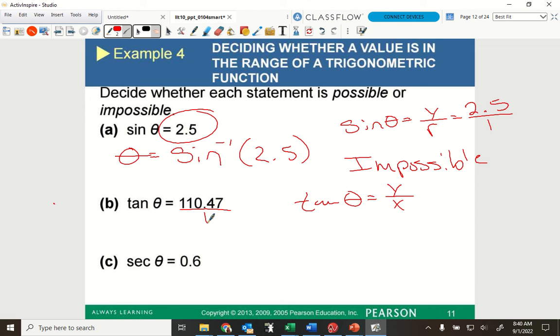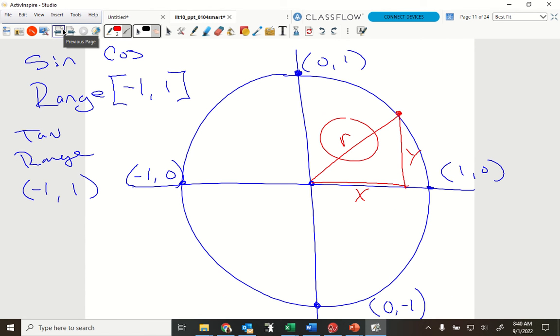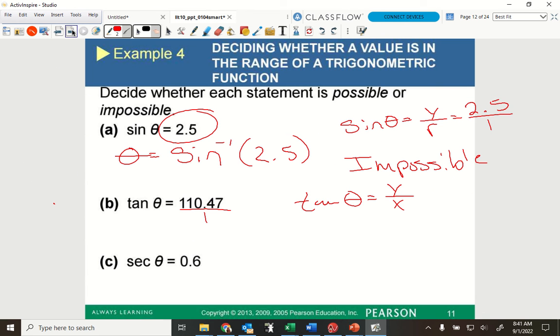What do you know about your triangle? Which one's the biggest? R. That's all you know. Does it say anything else about the x and y? No. I know that x squared plus y squared would equal r squared, but do I have r here? I don't have an r. So do I know a comparison about my x and y? Is there anything special about the x and y? Not that I know of. So at this point, do you think this one's going to be possible or impossible?